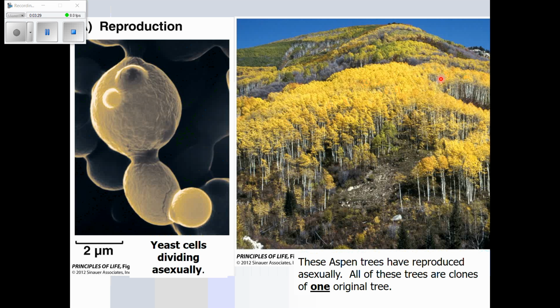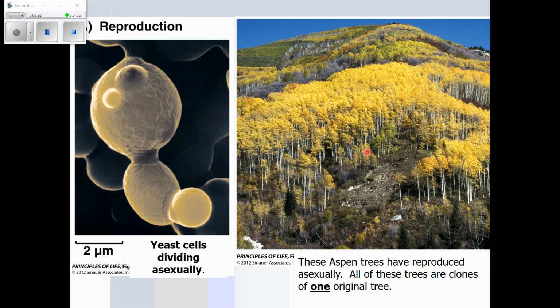And genetic studies have been done in forests like this in the Rocky Mountains, where DNA is collected from a tree, and then DNA is also collected from multiple other trees within the forest. And very often, what scientists find is that the trees are genetically identical. Not just the same species, but absolutely identical. They're clones of each other.